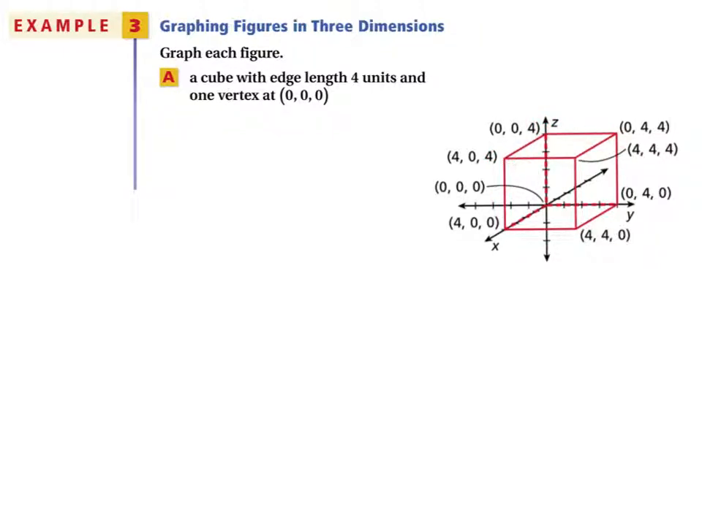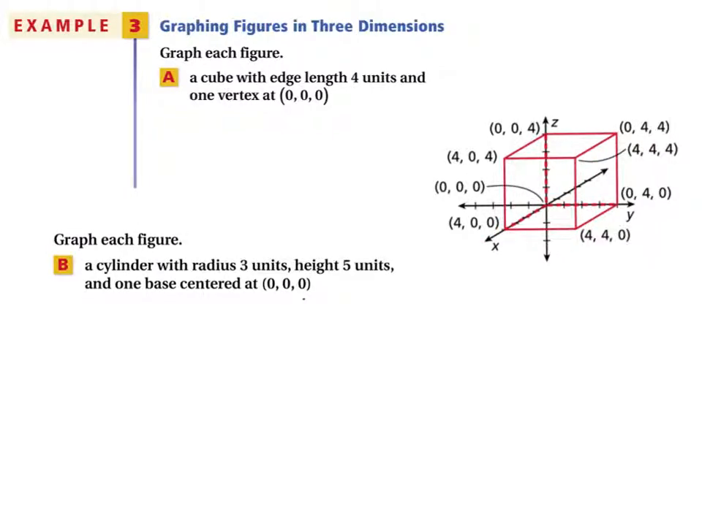So all of the ordered pairs would be here, or I'm sorry, the ordered triples would be 0, 0, 4, 0, 4, 4, 4, 4, 4, 4, 4, 0, 0, 4, 0, 4, 0, 0, and 4, 0, 4. It's easier to get these after you actually draw your picture and go from there. Now, you could have also gone to the negative side, but it's easier to go to the positive side.